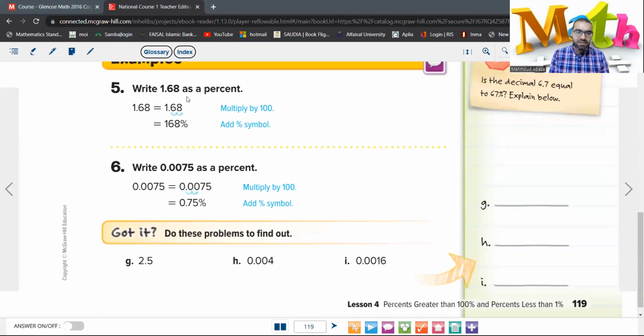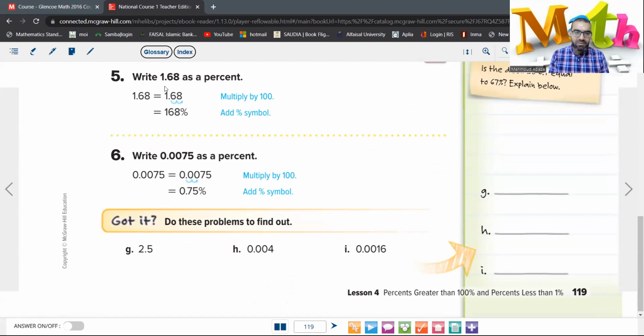Now, let's write example number 5. Write 1.68 as a percent. Very easy. Just move the decimal point to the right 2 places. Then you put the percent sign. So it will be 168%. Also, this is a decimal, 0.0075, and we need it to be a percent. Also, move it to the right 2 places. It will be exactly here. So it will be 0.75%.